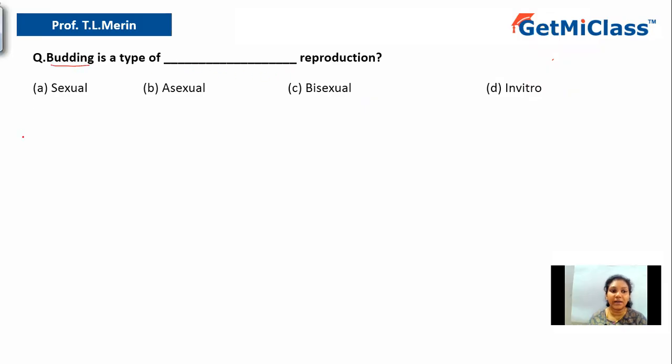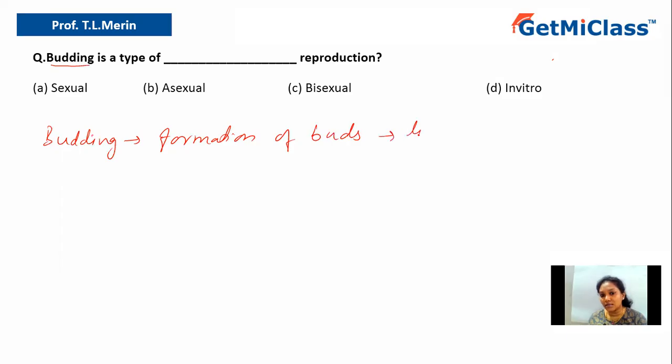So what do you mean by budding? Budding is a process where the organism reproduces by the formation of the buds. Formation of buds. And what are buds? Buds are nothing but a tiny outgrowth which are capable of getting converted, or you can say these can transform into an individual. So buds will give rise to offsprings, or you can say individual.